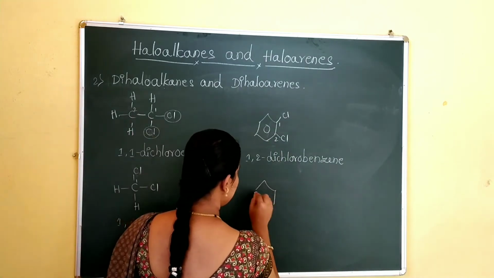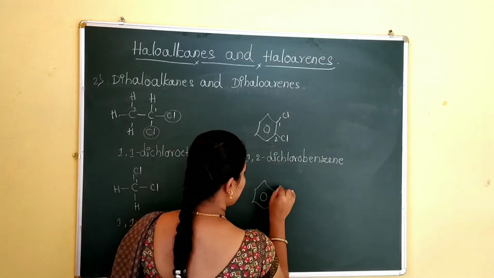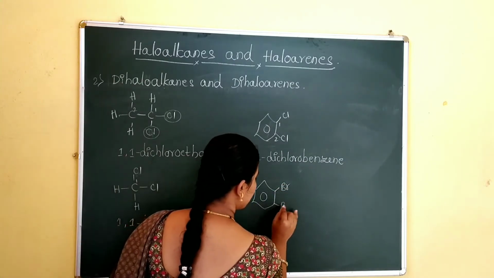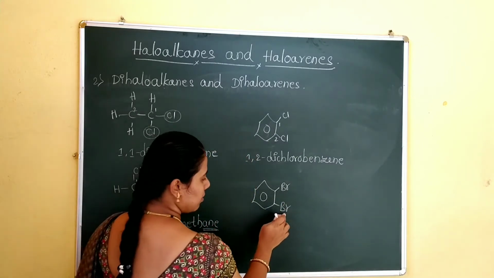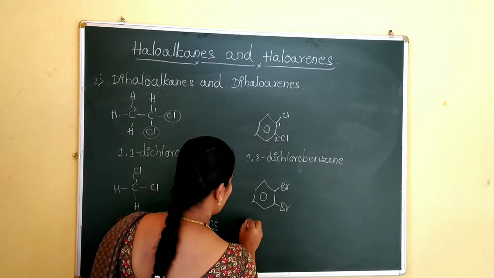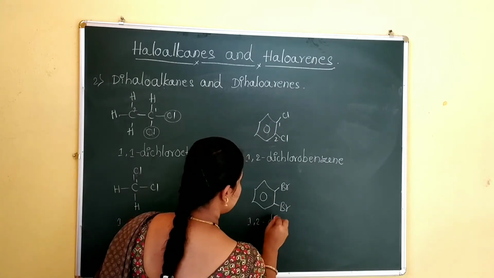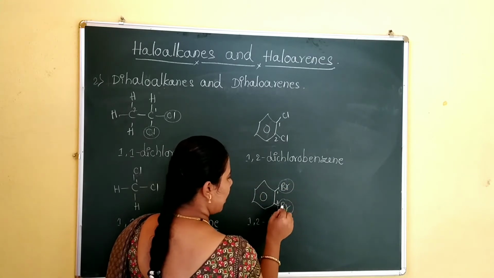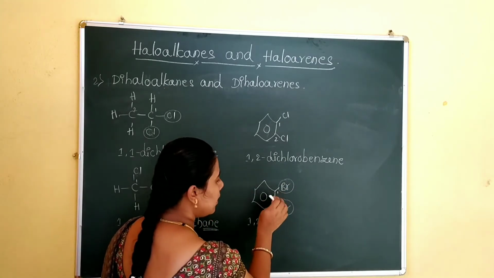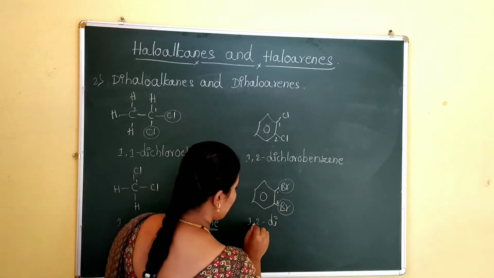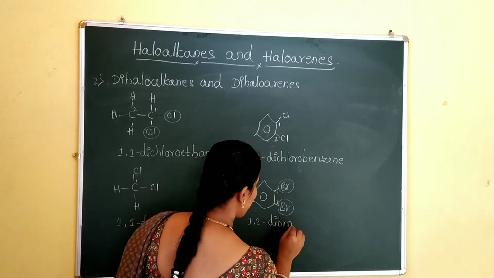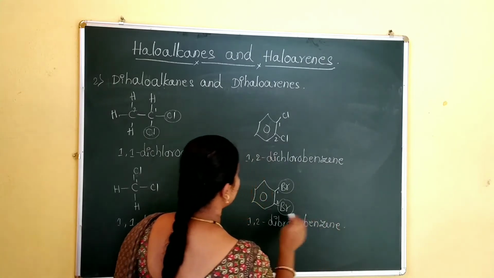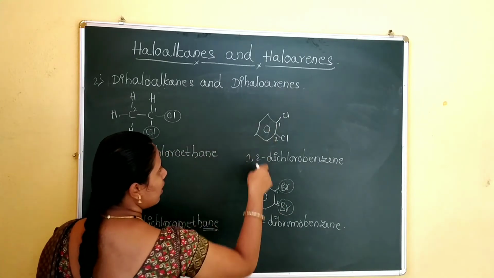Similarly, this is an aromatic hydrocarbon. If one hydrogen atom is replaced by a halogen atom like bromine, and one more hydrogen atom is replaced by a halogen atom like bromine, then it becomes 1,2. Take this as the first carbon atom and this as the second carbon. The substituent group attached to the carbon atom will take the least number. 1,2-dibromobenzene. These are examples for dihaloarenes.